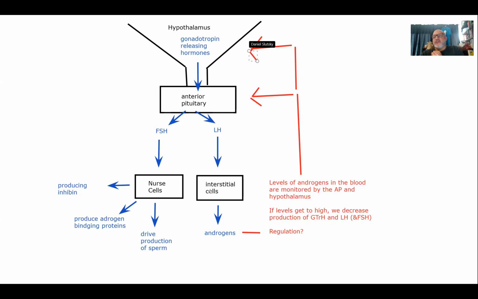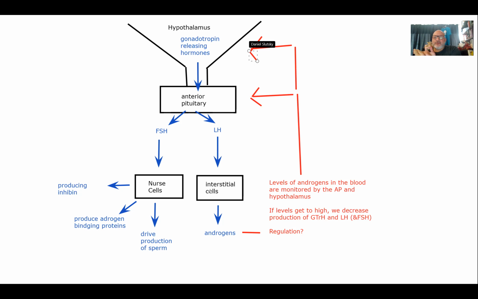Our interstitial cells don't get to decide how much androgens it makes. It is told how many androgens to make by the anterior pituitary. The anterior pituitary releases luteinizing hormone and tells the interstitial cells what to do. What we have here is the hypothalamus and the anterior pituitary are deciding what to do based on the amount of androgens that are in the blood.